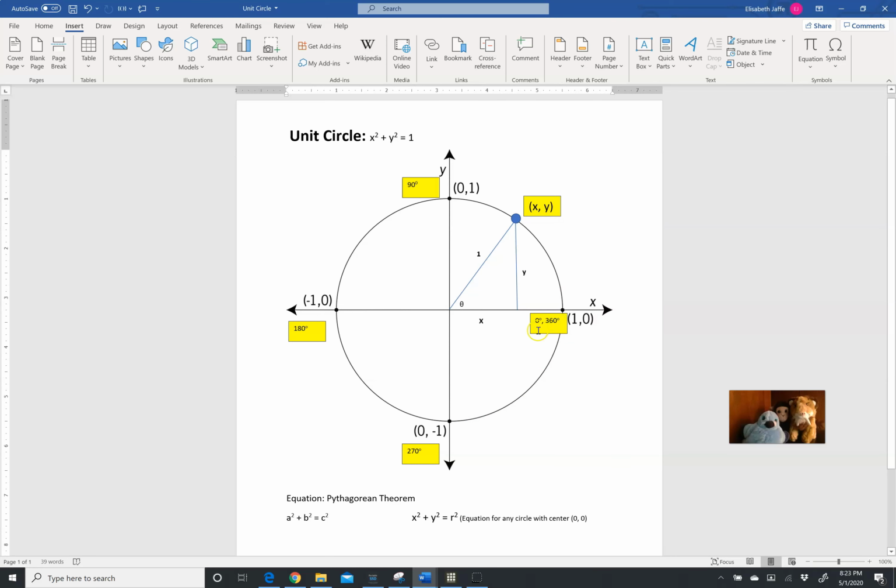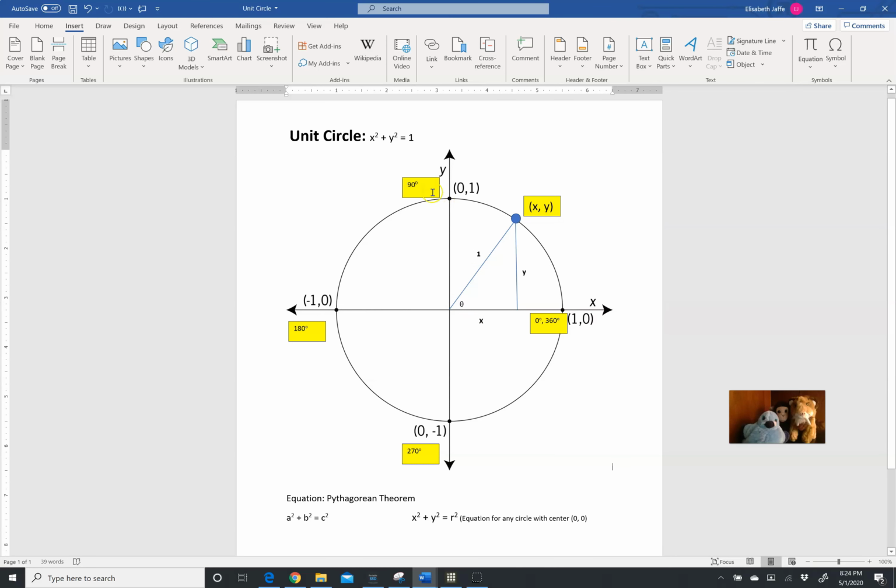Okay. Now the sine of 0 degrees is the same thing as the y value here. So the sine of 0 is 0. The cosine of 0 is the same as the x value. So the cosine of 0 is 1. Okay, again, we showed that using the right triangle, that the sine of the angle is y over 1, which is y. The cosine of the angle is x over 1, which is x.